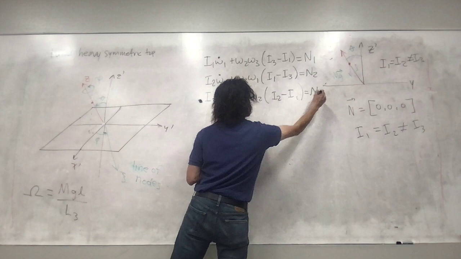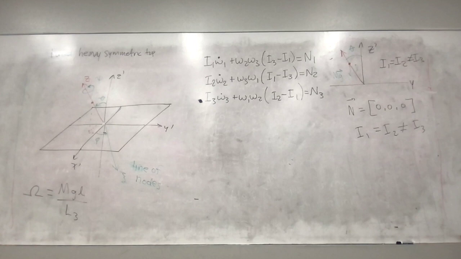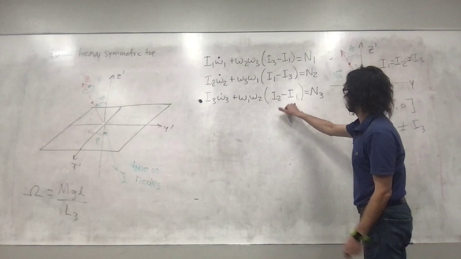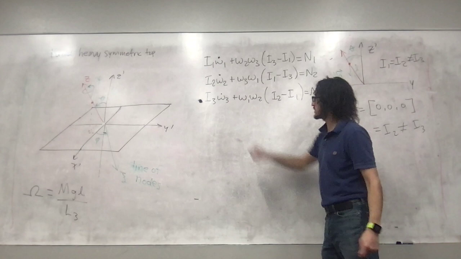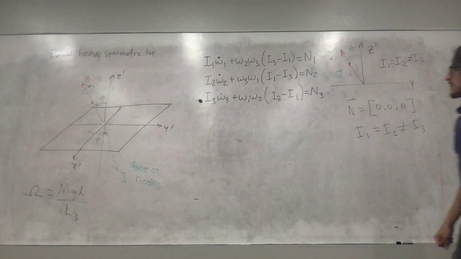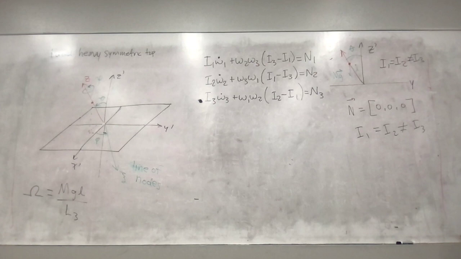So because we have this symmetry, this one is equal to zero, and so we had I3 omega 3 dot equals zero, and omega 3 was zero. And so that means that the angular velocity is constant. And doing that, we're able to simplify the system enough to solve it.